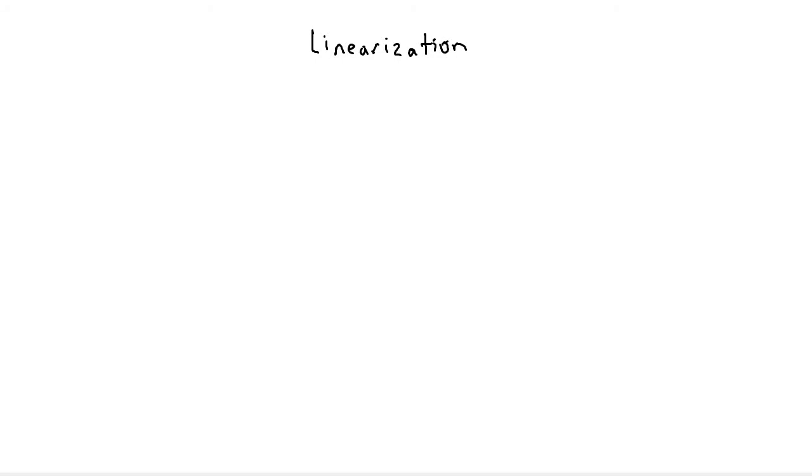So let's take a look at linearization problems. To give a basic introduction, let's say we have the function y equals x squared. Just a rough drawing here. And we have the point x equals 2 and y equals 4. To find the linearization, it's basically asking for the equation of the tangent line at that point.